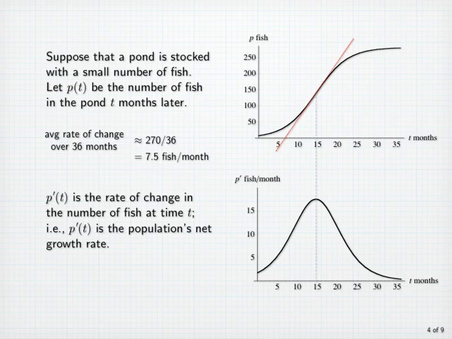Now notice that there's an interesting point on the graph of P. It's the point where the slope is at a maximum. In other words, where the derivative is at a maximum. Notice that at that point, the shape of the graph of P changes. This kind of point is called an inflection point. We'll discuss inflection points in more detail later.